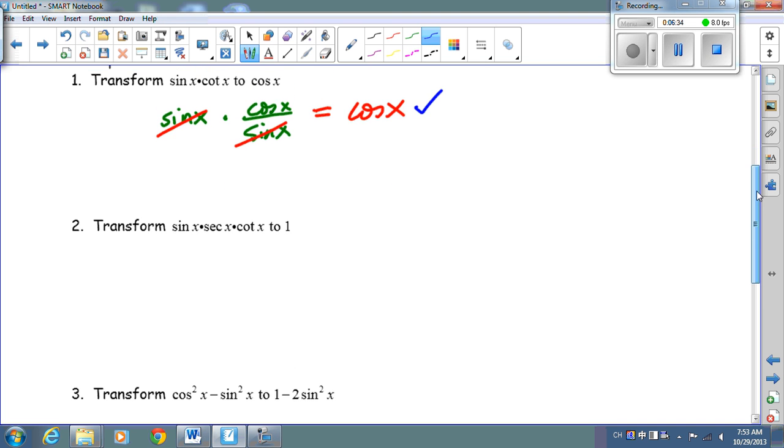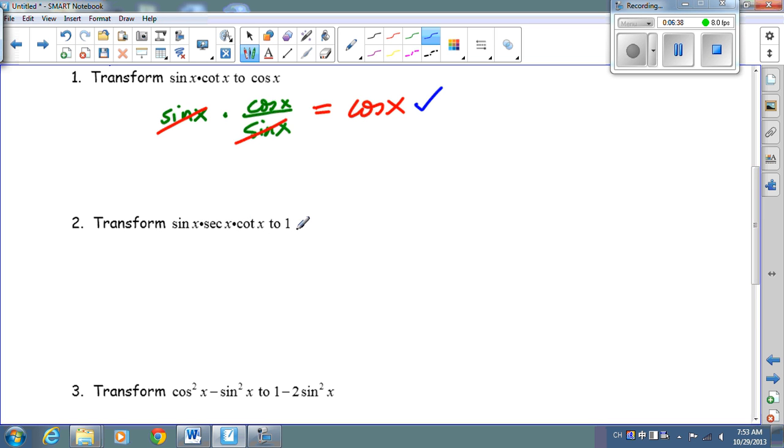The next one says transform sine of x times secant of x times cotangent of x to 1. Since I want to transform it to 1, I will write everything in terms of sine and cosine. I can just transform the cotangent first. That might be the easiest thing. By the way, there are multiple ways of proving this. So I will stick to sine of x times secant, which is actually 1 over cosine of x. Cotangent is cosine of x over sine of x. So if I decide to simplify, sine of x goes away with sine of x, cosine of x goes away with cosine of x, and I'm left with 1.